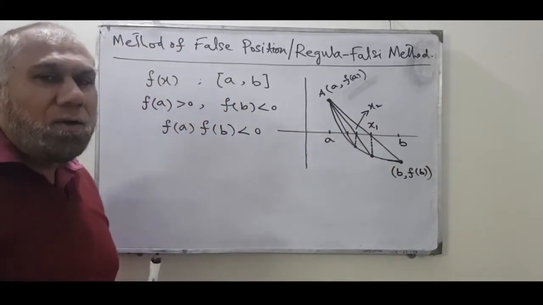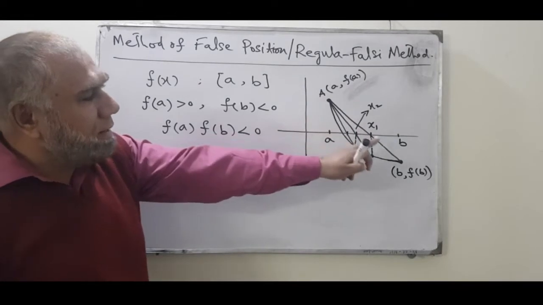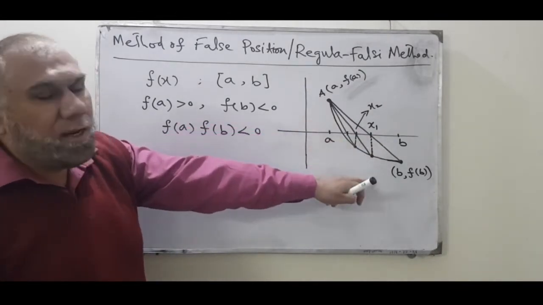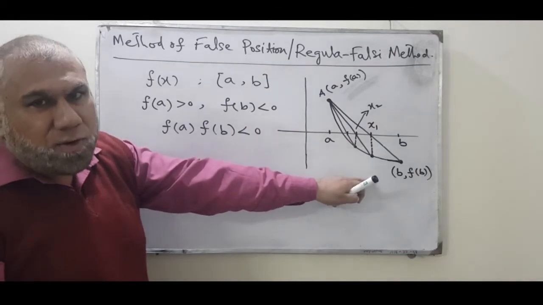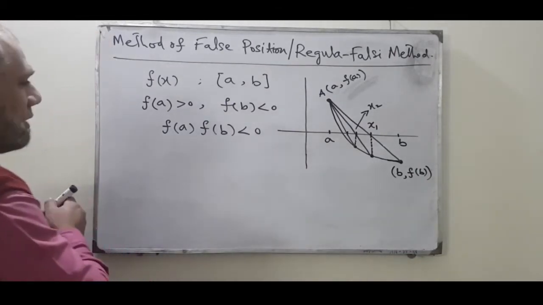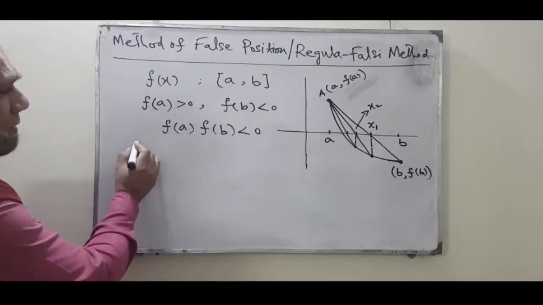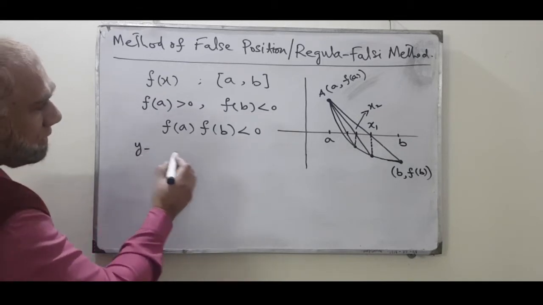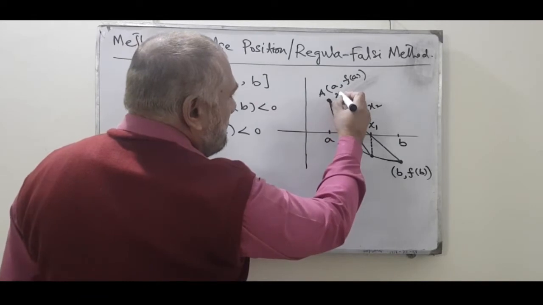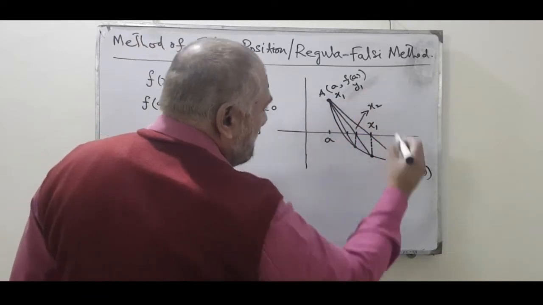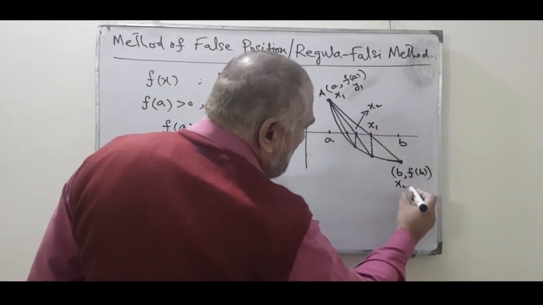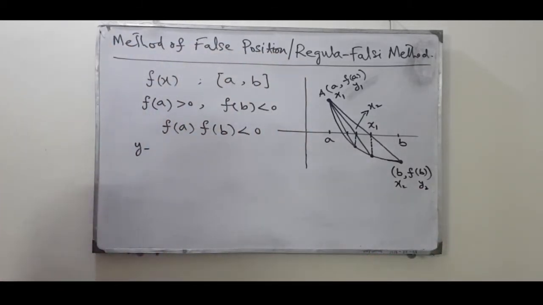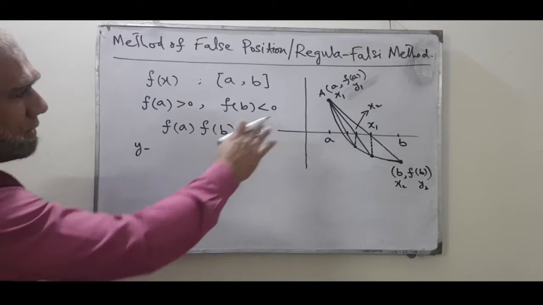If I want to write down the equation of this straight line joining these 2 points A and B, we can write it by using the format y minus y1. If I label this as x1 and y1, and this as x2 and y2, we know the formula for how we can write down the equation of the straight line by using these 2 points.